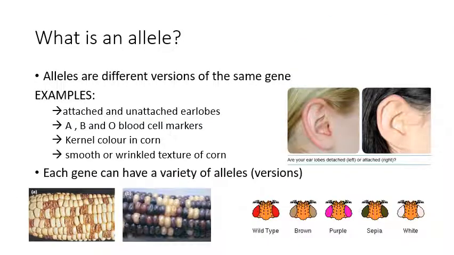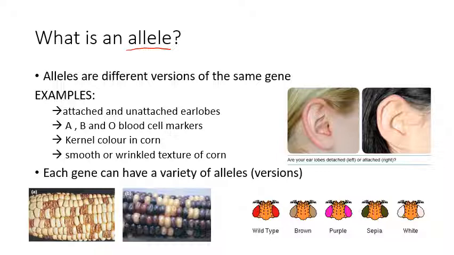The final term that we're looking at today is an allele. Okay, allele, lots of people struggle to say it, allele. So an allele is a scientific word that we use to describe different versions of the same gene. So some examples of alleles.